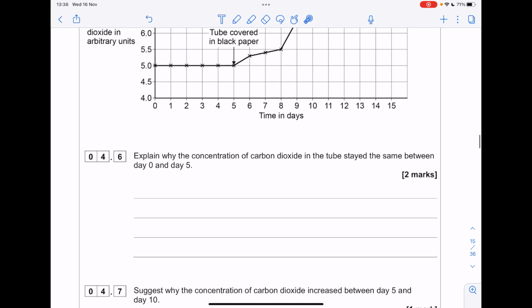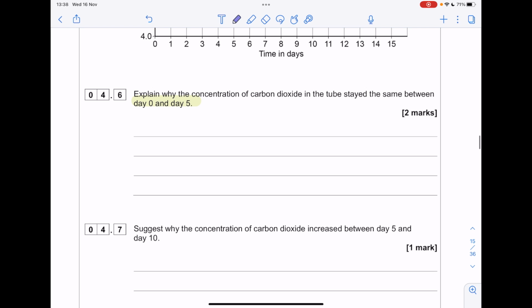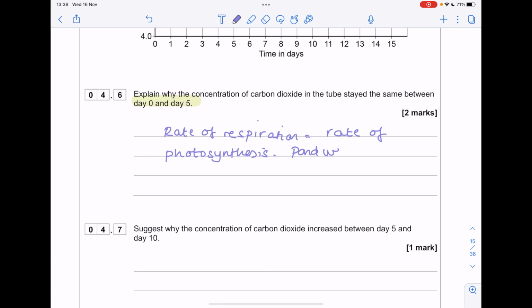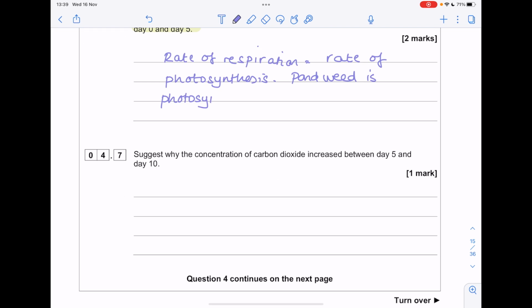Explain why the concentration of carbon dioxide in the tube stayed the same between day 0 and day 5. So from here to here, it's because the pondweed is actually taking in that carbon dioxide for the photosynthesis, but then the pondweed and the snail are both respiring, which releases carbon dioxide. So the neatest way of saying that really is that the rate of respiration equals the rate of photosynthesis. Pondweed is photosynthesizing. Pondweed and snail are both respiring.